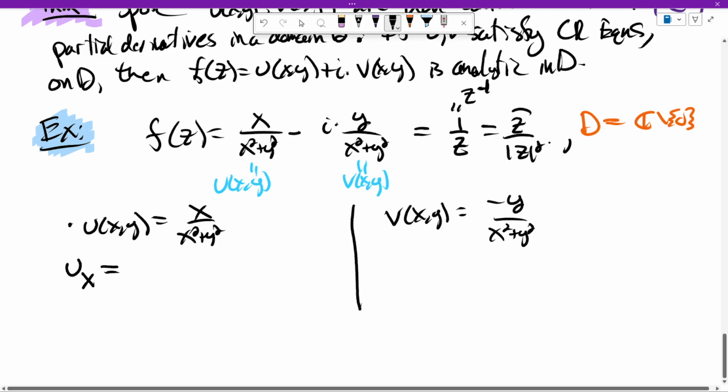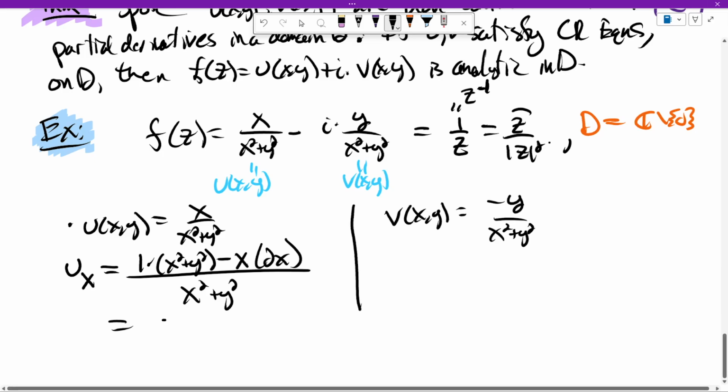So we have to apply the quotient rule, right? We take the derivative of the numerator, which is 1, times the denominator, minus the numerator times the derivative of the denominator with respect to x, which is 2x, over x squared plus y squared, squared. We're going to need to use this, so let's simplify a little bit. We have an x squared plus y squared and then a minus 2x squared. So I think that gives us minus x squared plus y squared over x squared plus y squared, squared. And then similarly, let's do v.